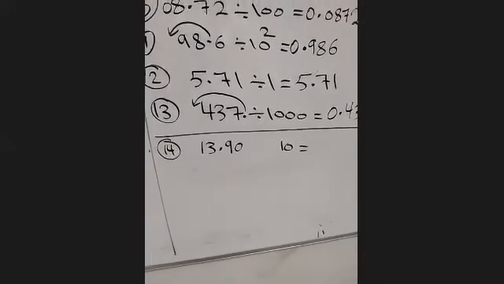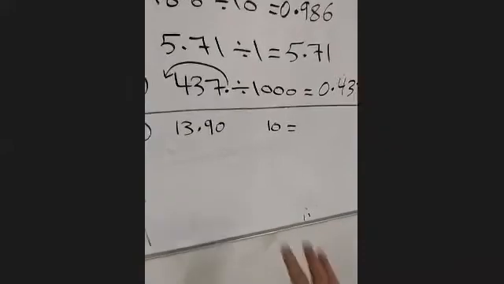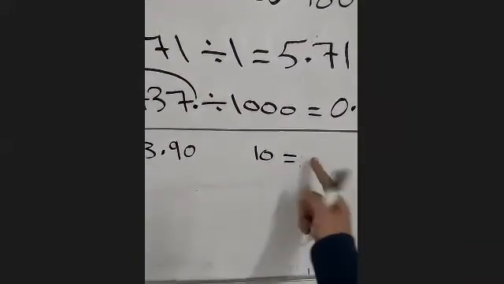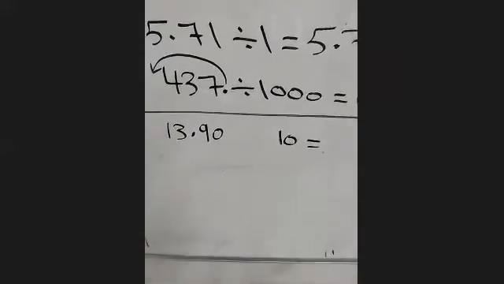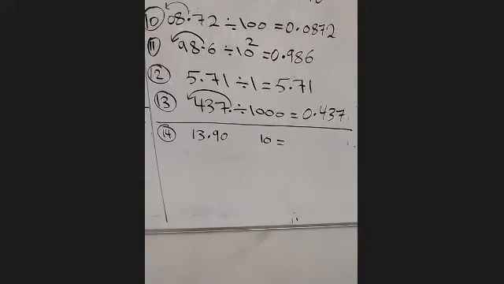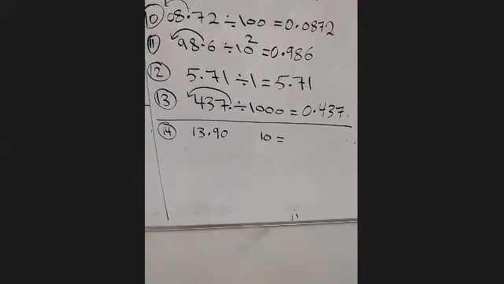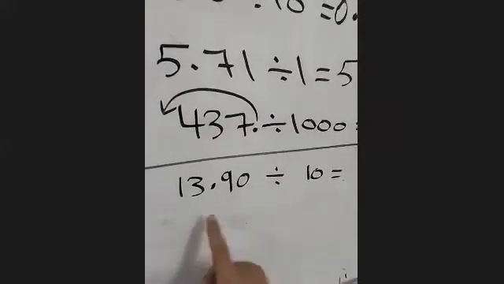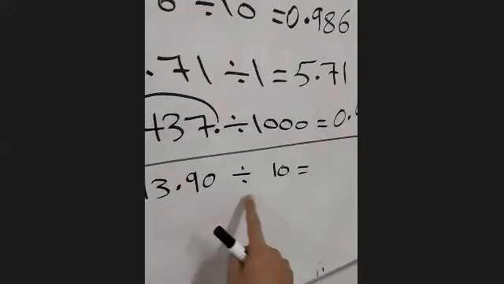Right, Mister? Yes. What will we do to find the cost of the single can of the red beans, of one can? Divide. We will divide. So the answer is 13.90 divided by 10. Can you tell me what's the answer here?